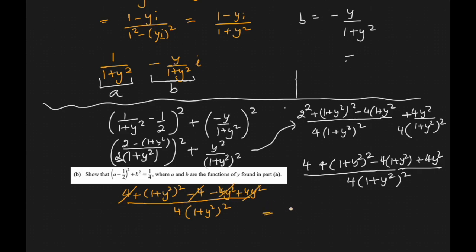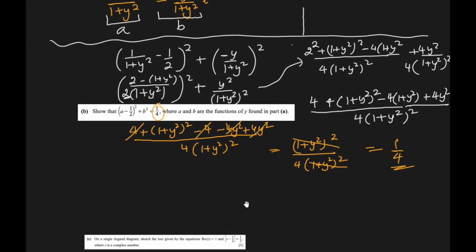So what are we left with? 1 plus y square over 4 times 1 plus y square, and again this cancels out. We are left with nothing but 1/4. And this is what they wanted us to show, 1/4. Let's go to the next part.